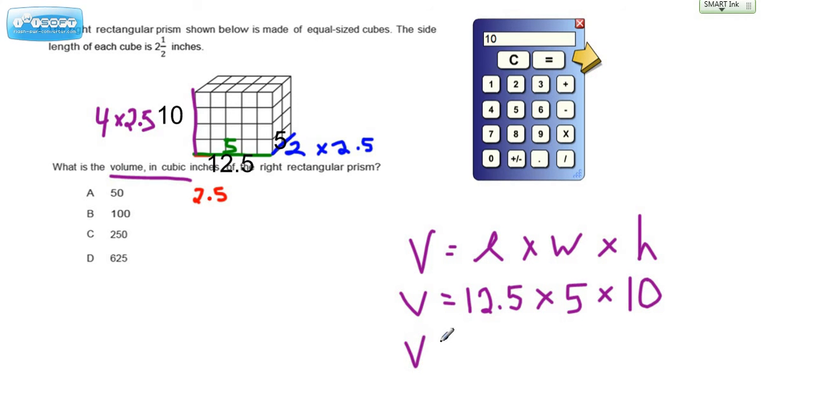So to get the volume, the only thing left we have to do is to just find the product of all of these numbers. So let's clear it. 12 5/10 times 5 times 10. By the way, you shouldn't even need a calculator to find this product in my opinion. And we hit the equal button, and you can see that we get an answer of 625 as our final answer, which matches up with choice D.